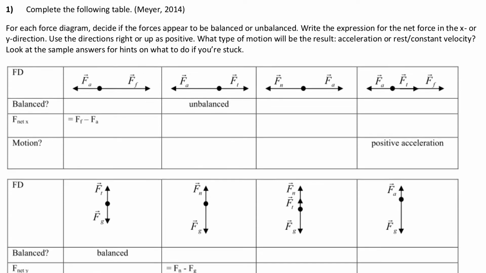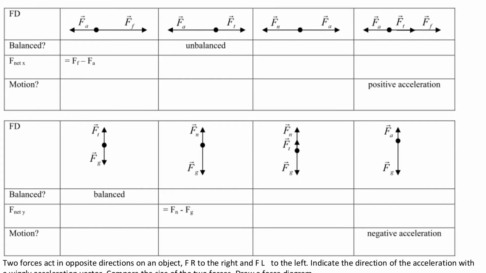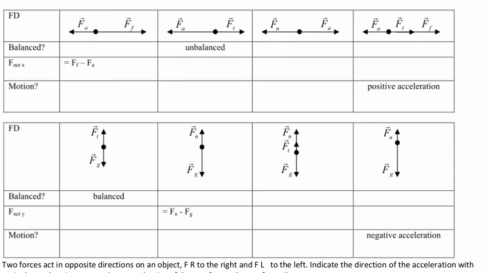All right, I'm going to bring this up and I am going to write our positive direction. So positive and positive. This is what we said we want our positive to be based on the question. And we're going to look at the first situation here. We have two forces acting. We got force of friction and applied force acting in the left direction. So we can see that this one is a lot larger than this one, and therefore they're unbalanced.